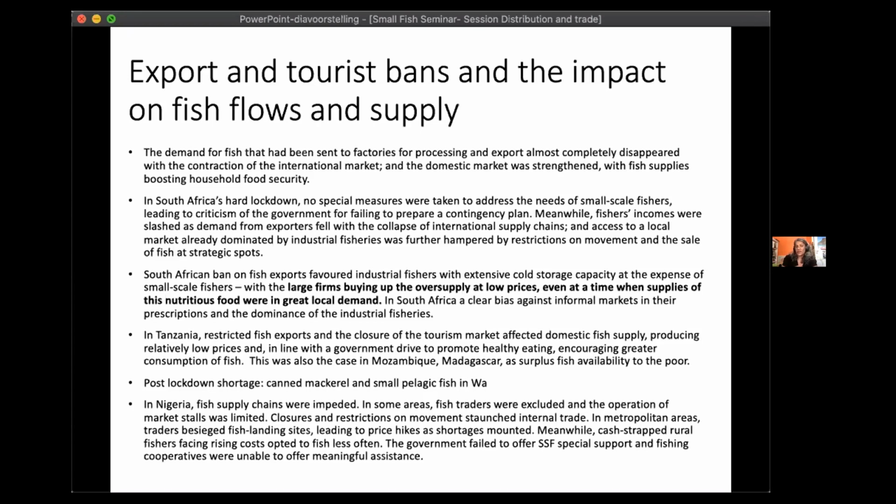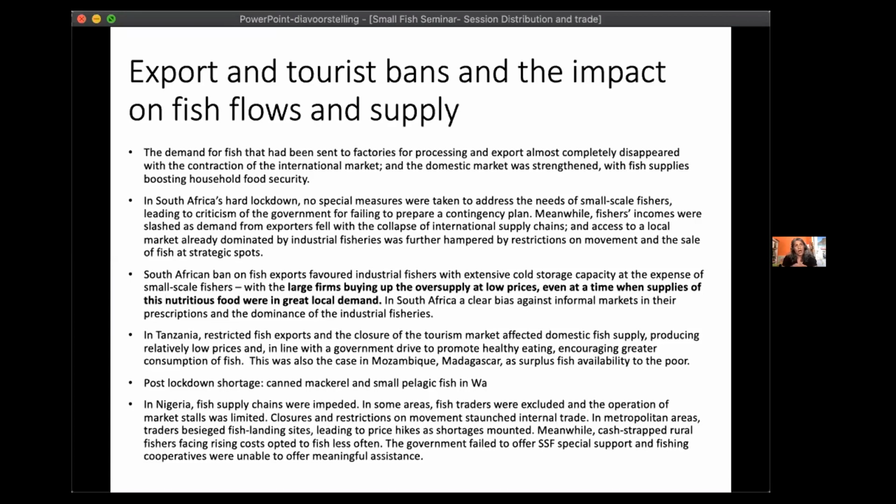Many of the factories just stored the fish. Good quality fish was stored until export could happen again, or prices could increase. So because of the hard lockdown in South Africa, this particularly impacted small-scale fisheries and led to a lot of criticism in terms of the plans around small-scale fisheries. Incomes were fouled, and basically the market already dominated by industrial fisheries was supported via COVID restrictions.